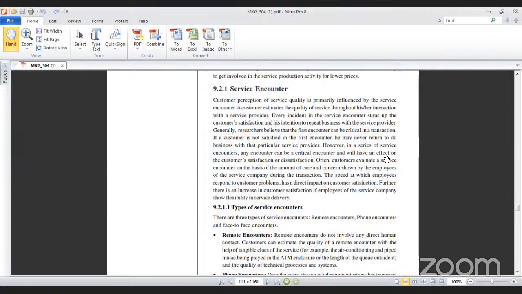The customer's perception of service quality is primarily influenced by the service encounter. Customers establish the quality of service throughout his or her interactions with the service provider. Every incident in the service encounter adds to the sum of the customer's satisfaction and leads to repeat business with the service provider. Generally, researchers believe that the first encounter can be critical in transactions.